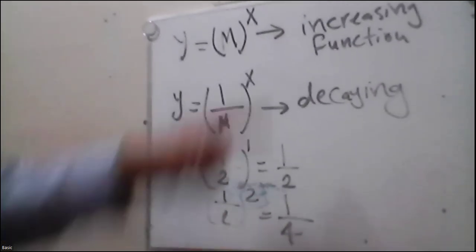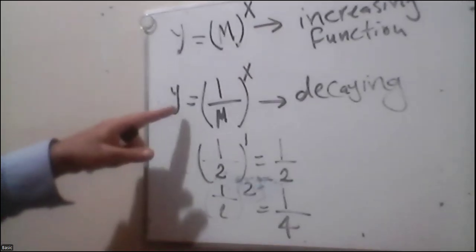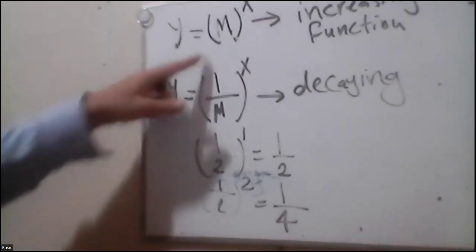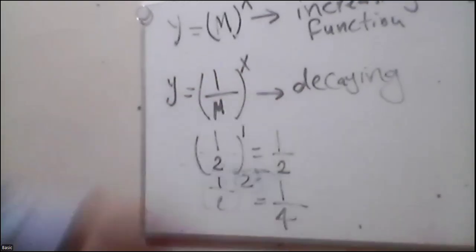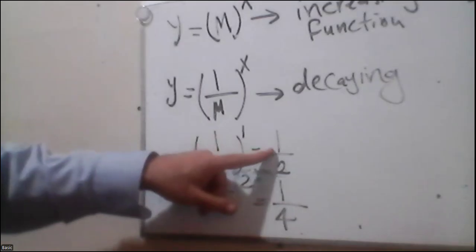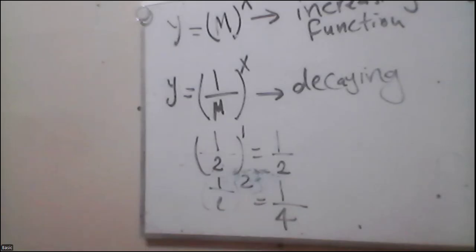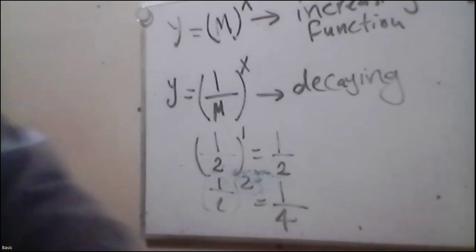When the function is a real number power x, then it is an increasing function, like this here. Y equals m power x, this is an increasing function. But when it is like this, y equals 1 divided by m power x, this is decaying. And I showed you the reason why. Because if it is half power 1, it's half. If it is half power 2, it's a quarter, which is less than the half. So when the power goes up for the fraction, it goes down.